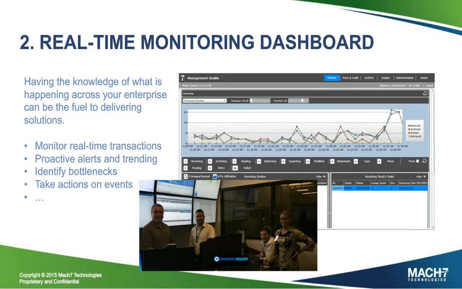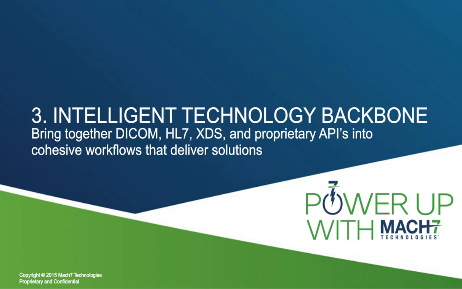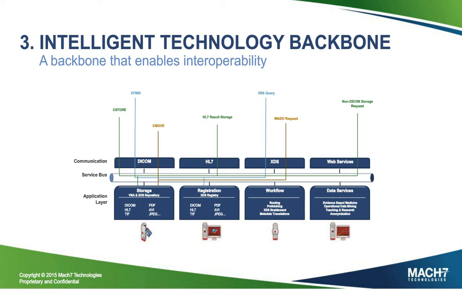With that, I thought maybe we can talk a little bit about the next critical capability around intelligent technology backbone. When I talk about intelligent technology backbone, one thing is how can your VNA, your workflow engine, your solution bring new capabilities into your environment that may enhance the workflows beyond what more traditional systems are doing. From image level processing, to intelligent distribution of images off of modalities, to how data can be localized, and how this single backbone can handle not just the DICOM images, but again, the HL7, the XDS, the web services, and so forth.